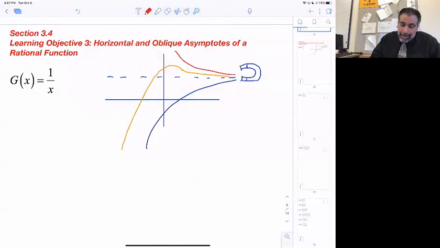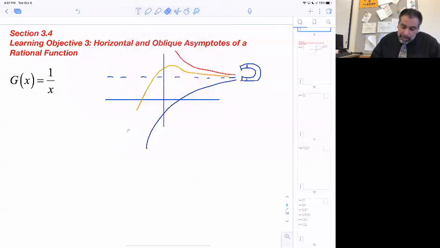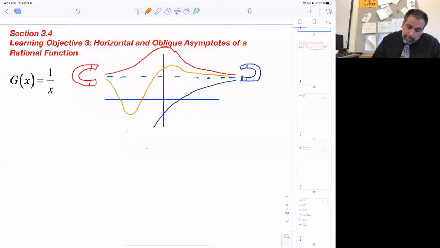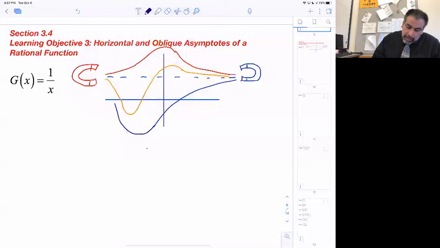Now, the other thing to keep in mind is you can also have a horizontal asymptote that's going in the other direction. So let's back these up a little bit. What if I now said, okay, this guy comes up and then does this? Well, that's like saying, now we've got the magnet over on this end, and it's drawing the function over as well. Likewise, this orange graph could use this horizontal asymptote and come right back up. And the blue graph could do the same thing and start headed towards the horizontal asymptote as well.